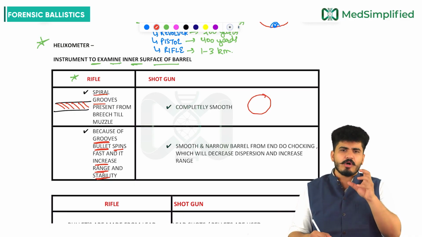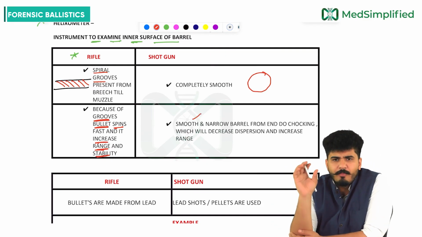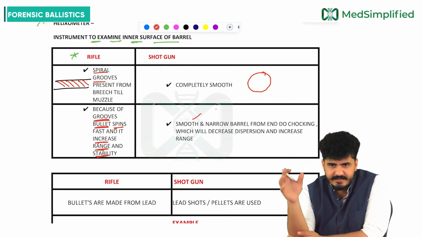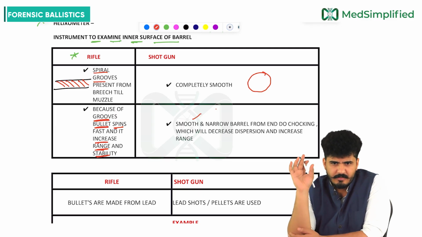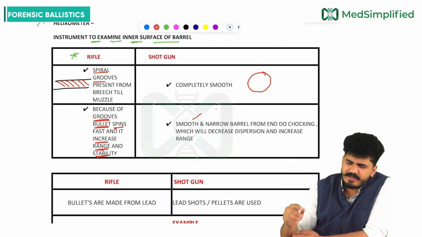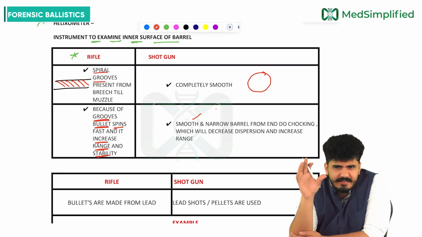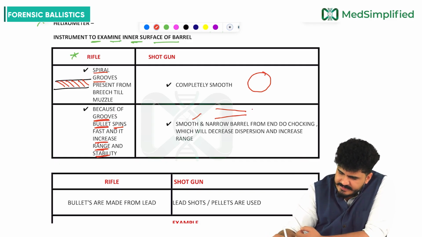Now coming to the shotgun. If we talk about the shotgun, you will see a smooth and narrow barrel. Inside it is smooth, and it is a narrow barrel from end to the choke, which will decrease the dispersion and increase the range. Shotgun range as compared to the rifle is not very much, just 50 to 60 yards. The front we keep narrow so that there is less dispersion and the range is more.